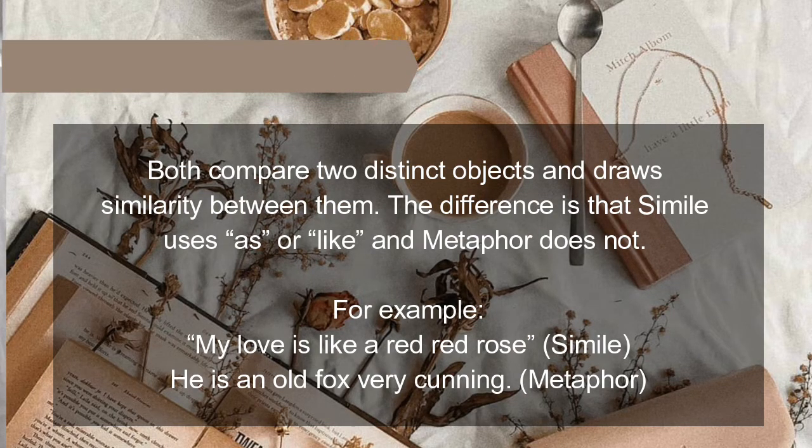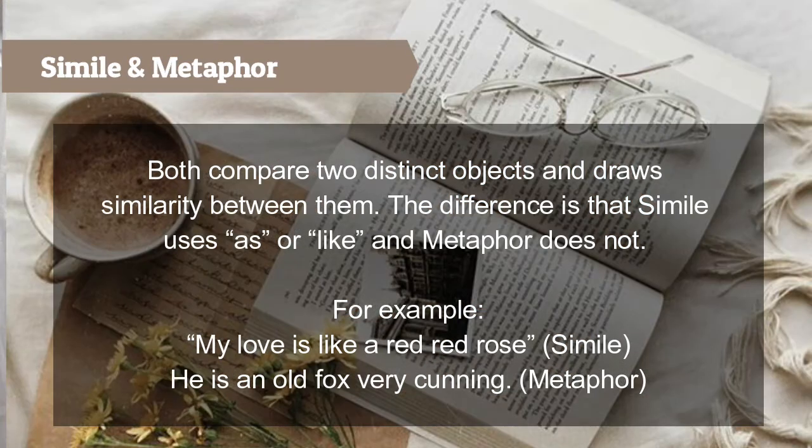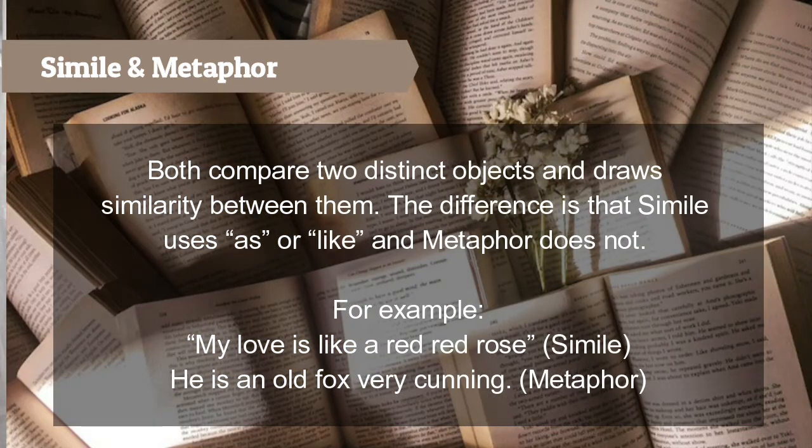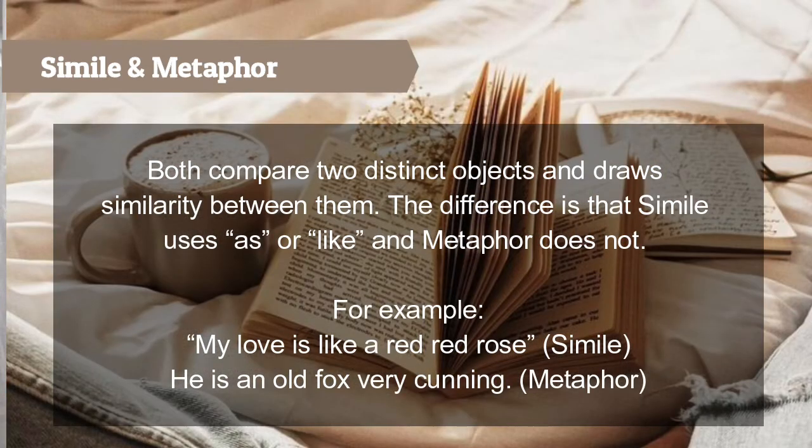Second is the simile and metaphor. Both compare two distinct objects and draw similarity between them. The difference is that simile uses as or like, while metaphor does not. For example, my love is like a red rose. That is the simile. While for the metaphor, he is an old fox, very cunning.